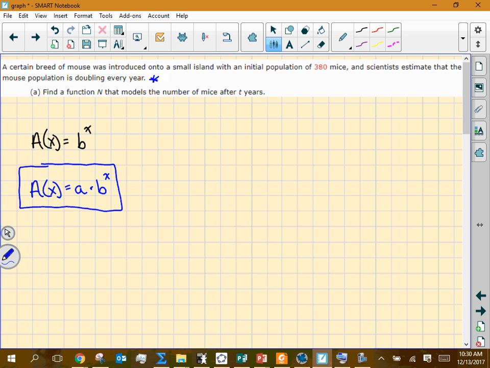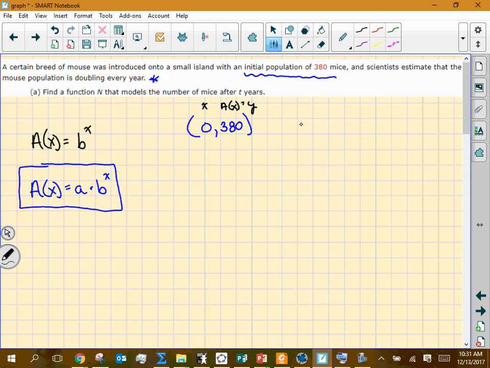In order to do this, we need some ordered pairs. And right here, they give us our first ordered pair. They tell us at time 0, your initial population, you have 380 mice. So that's one x value and one y value. Or maybe we call it x and the amount at time x, which again, we know is a y value.